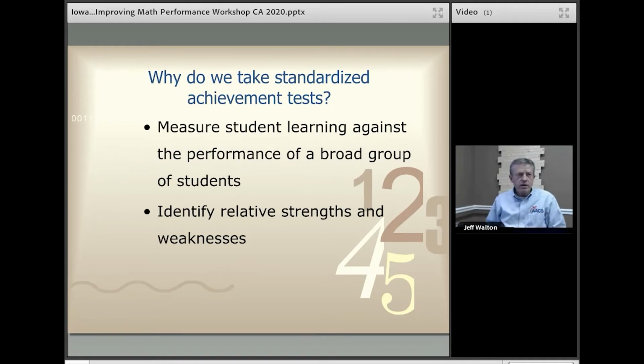Why do we take standardized tests? We take standardized tests for a number of reasons, but top among them are measuring student learning against the performance of a broad group of students. We want to know if our students are learning the things that students in their grade across the country are learning. And we want to identify relative strengths and weaknesses in our program. So are our students performing strongly in math and English language arts and history and science, or are there some areas where we're not performing strongly against national norms, and some evaluation that we need to do about why we might not be doing as well.